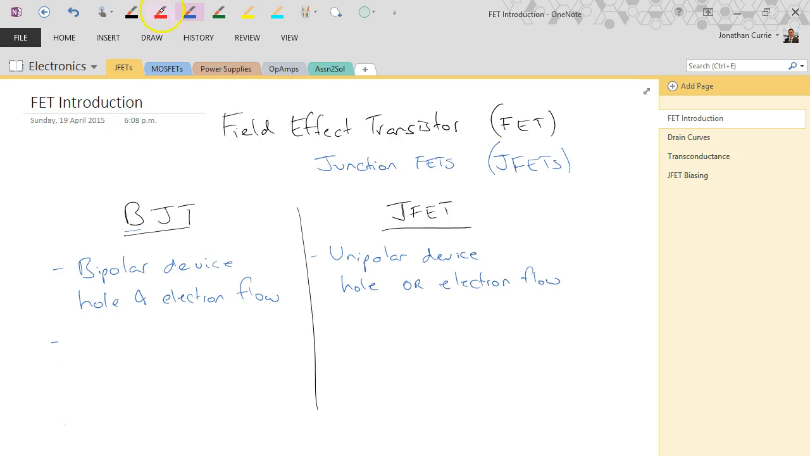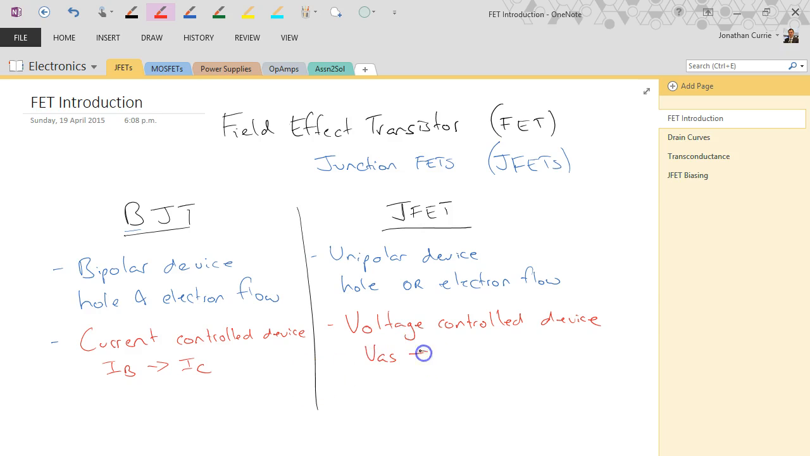In addition, and this is probably the most important one, BJT is a current controlled device, where, as you'll remember, the base current controls the collector current, whereas our JFET is a voltage controlled device. In fact, it's via an applied electric field that controls either the holes or electrons through the device. In this case, it's the voltage between gate and source that controls the drain current through that device.